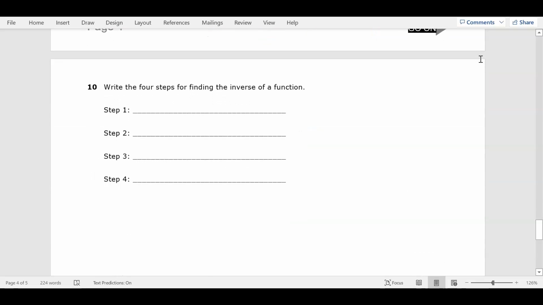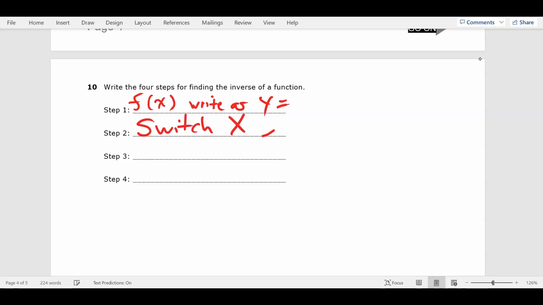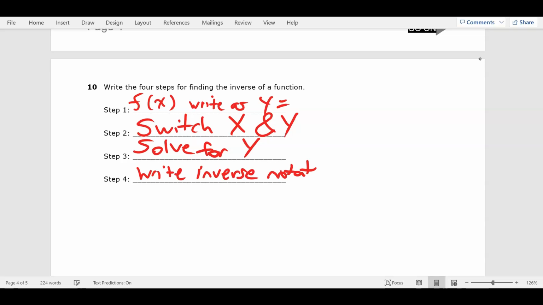Last but not least, those 4 steps for an inverse function. Again, f of x, write it as y. Step 2, switch x and y. And then we solve for y. And then my last step, write in inverse notation. Now, that's f inverse of x.